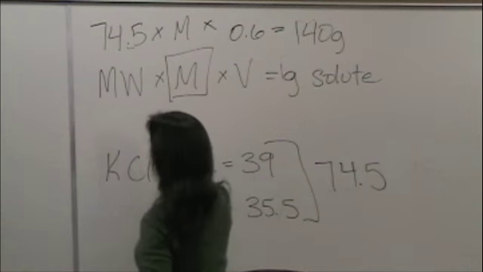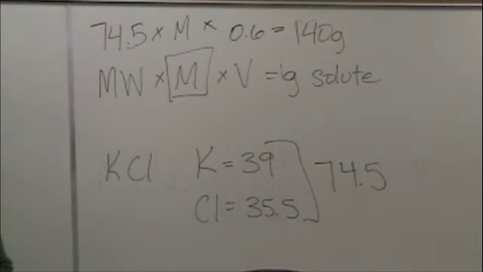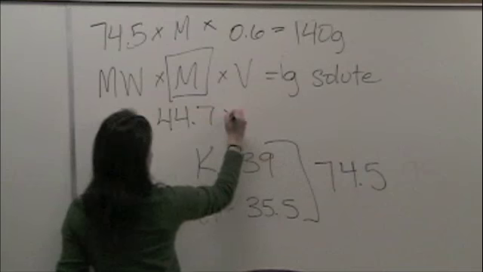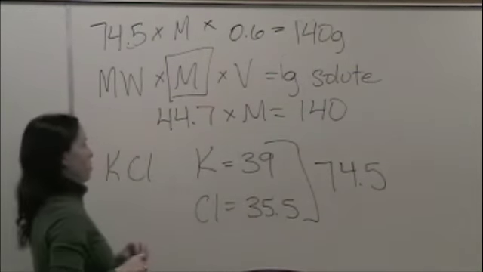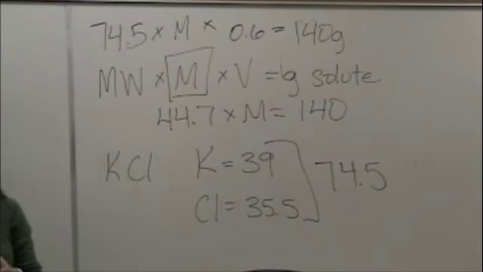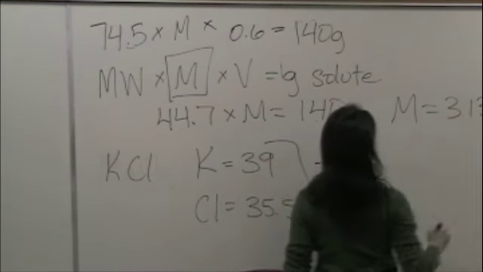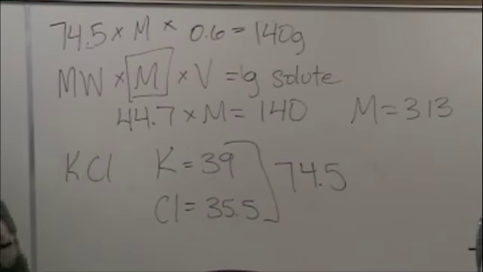Okay, so I'm going to multiply 74.5 times 0.6, and I get 44.7 times the molarity equals 140. And then I'm going to divide both sides by 44.7 and get a final molarity of 3.13. And that would be the answer to the second one. Okay, so again, we had to rearrange this one a little bit, but as long as you're just solving for 1 out of the 4, it is very doable.